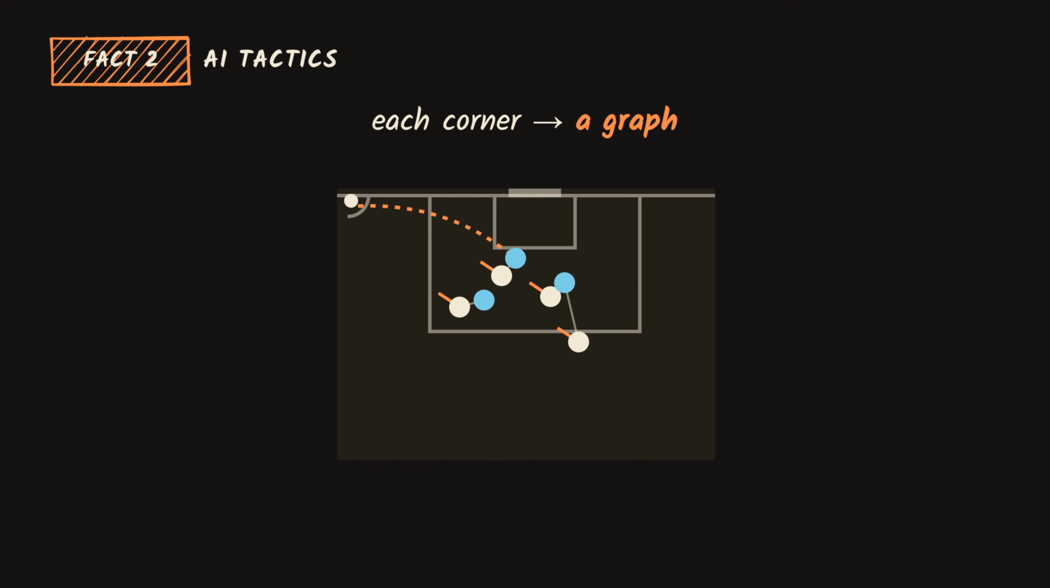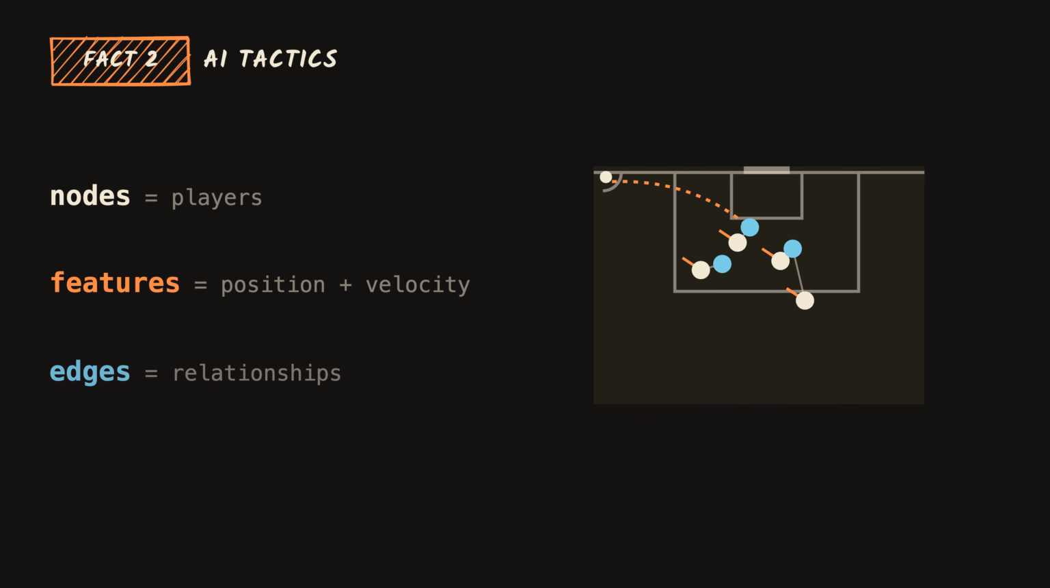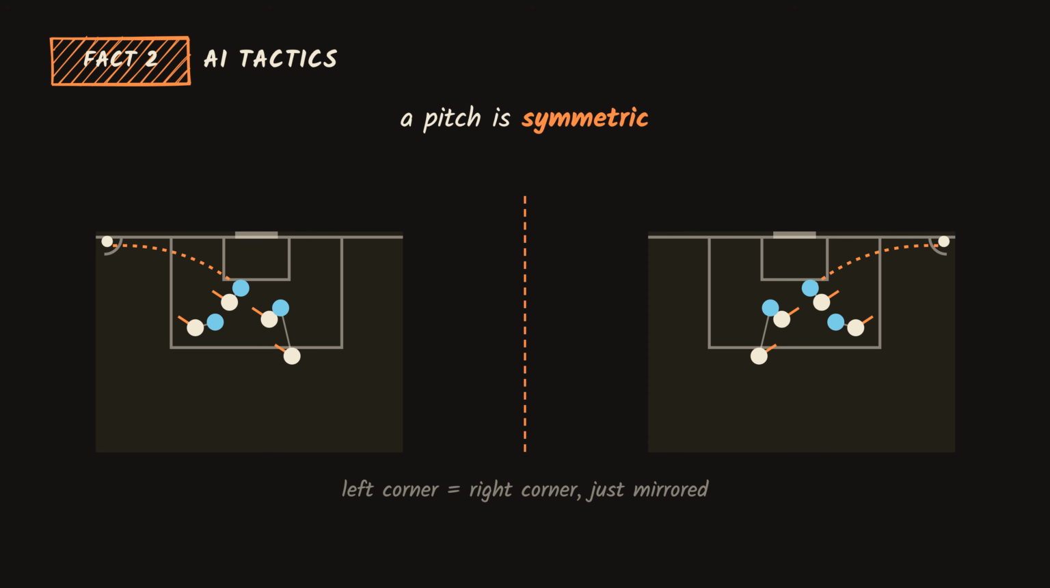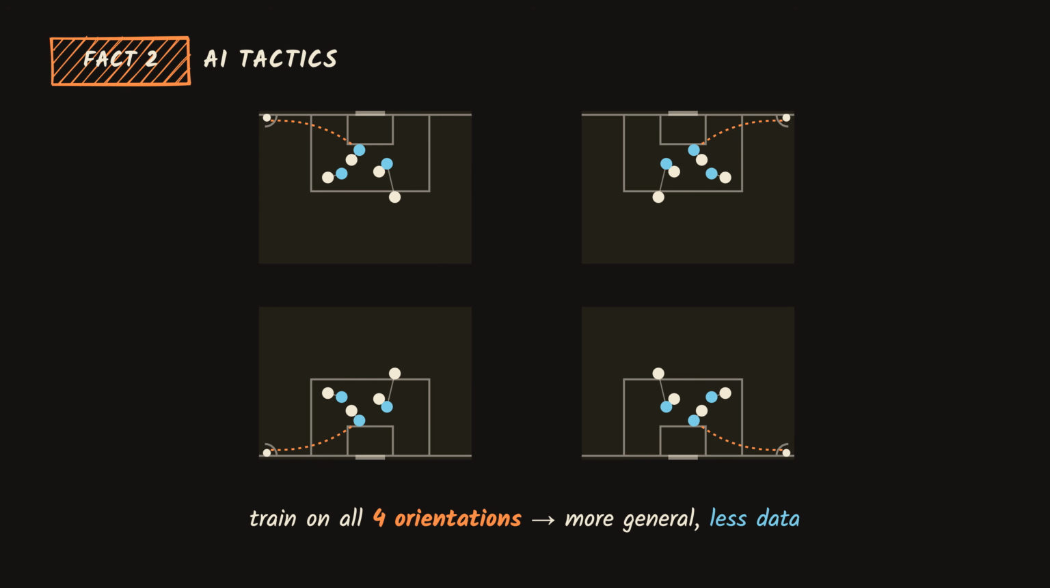TacticAI models each corner as a graph. Players are nodes, their positions and velocities are features, and the relationships between them are edges. Then it uses a geometric deep learning approach that exploits the fact that a football pitch is symmetric. A corner from the left is the same problem as a corner from the right, just mirrored. So you flip every example into all 4 orientations and train on all of them. That makes the model more general with less data.